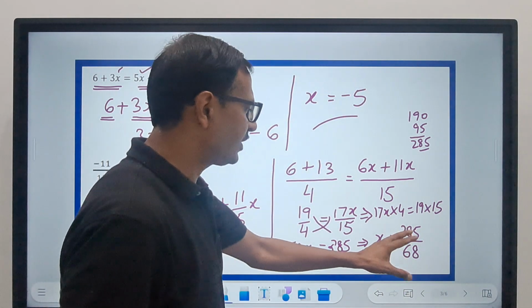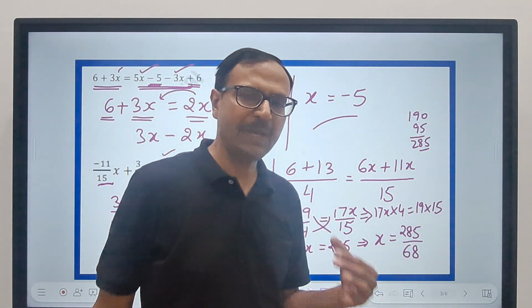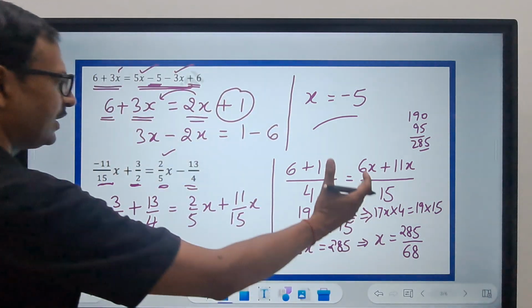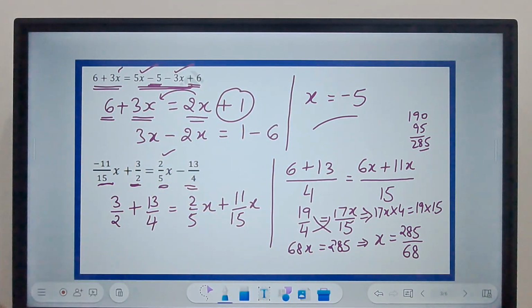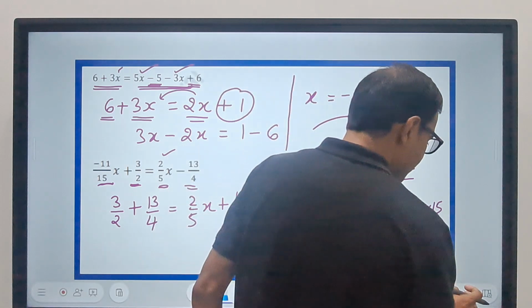You can even convert this to a mixed number, doesn't matter, that's an elementary step. So friends, 3 or 4 steps and you get to your answer. Let's see some more questions like this.